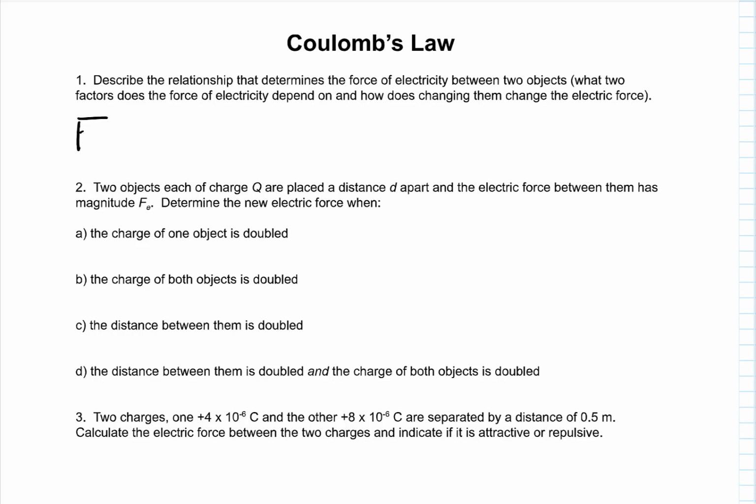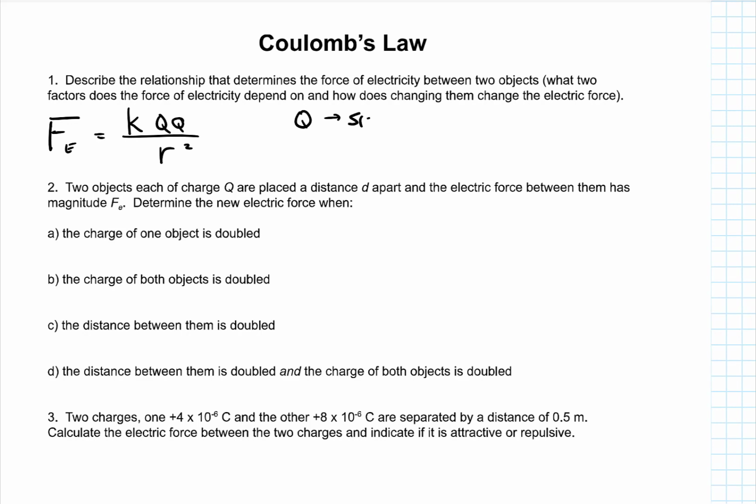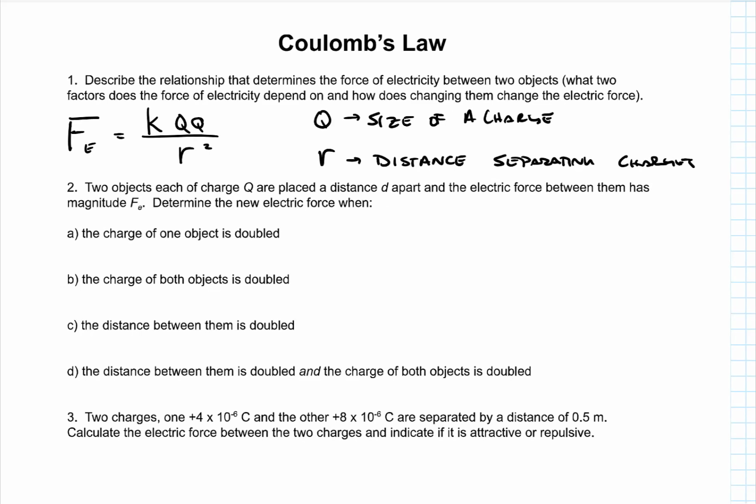That is Coulomb's law. So the electric force between two objects is K times Q over the distance separating them squared. Q stands for the size of a charge. So the force depends on the size of the charges, and then R, the distance separating the charges. So these are the factors that the electric force between two objects depends on.